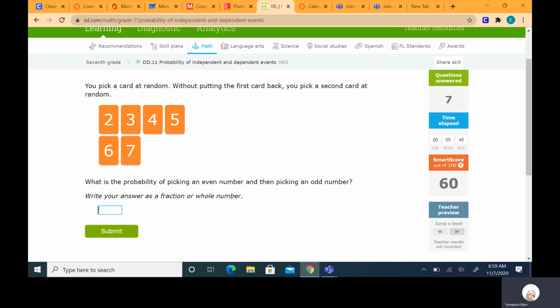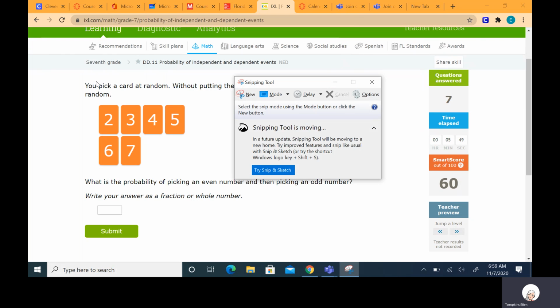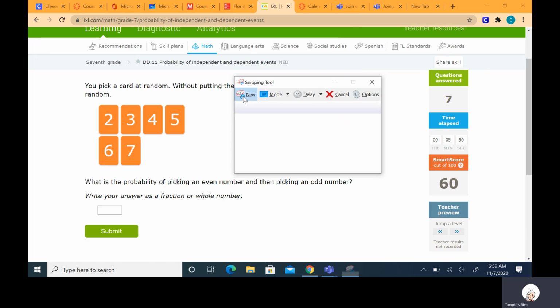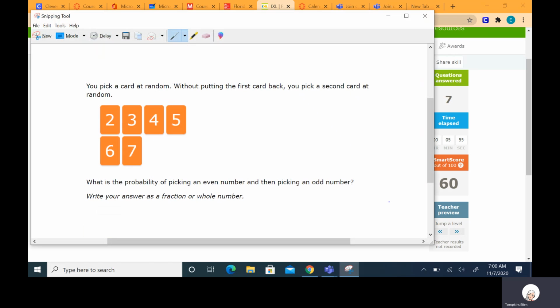I pick a card at random. Okay, so this one I want to snip because I want to be able to calculate things. Okay, I pick a card at random, and important, I'm not putting it back. So that means I'm going to have new conditions. I'll pick a second card. Probability of picking an even number.